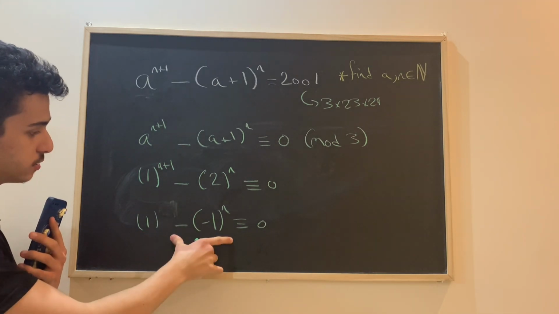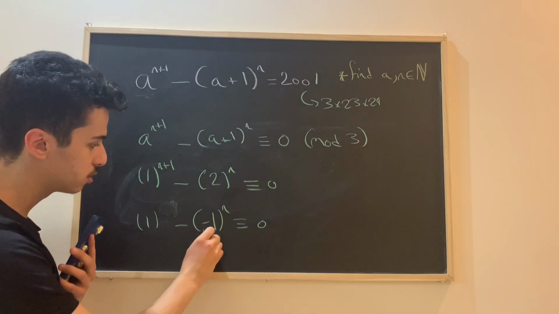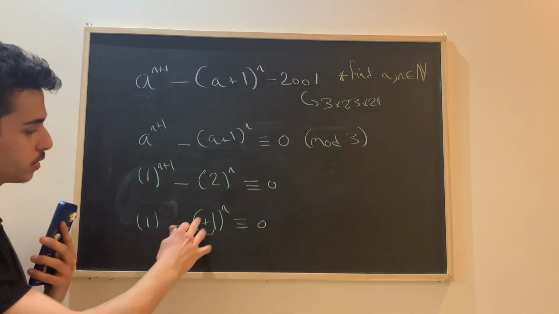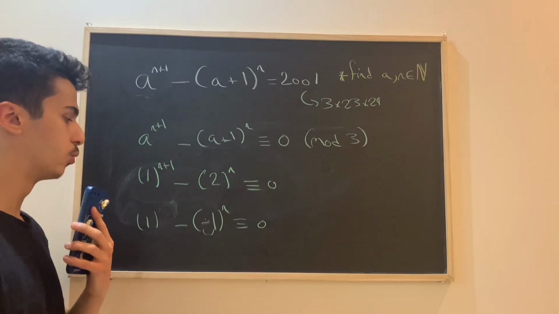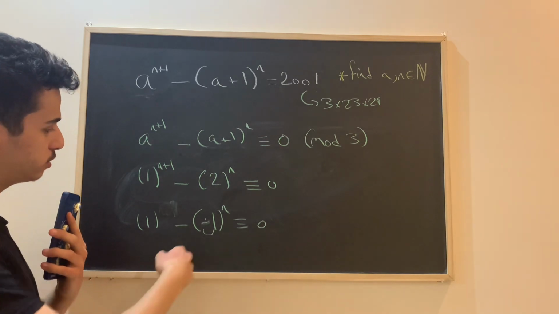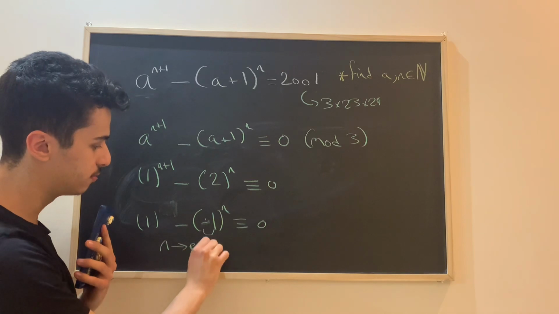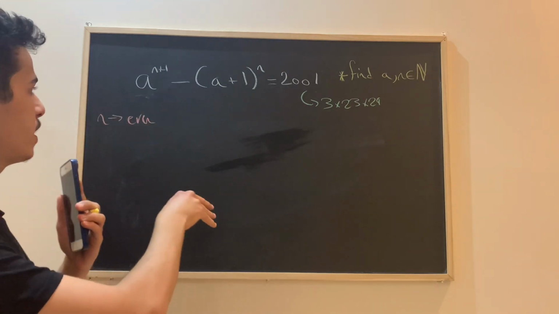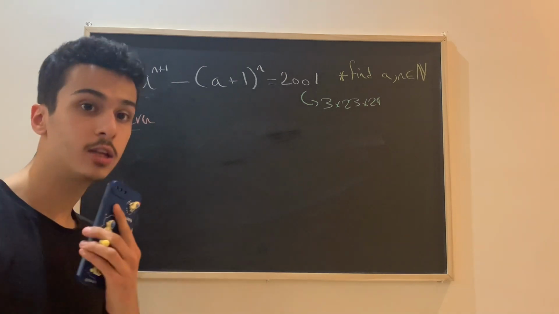And this is satisfied when it's 1 minus 1. So this has to be a positive 1. Negative 1 is positive when we have an even power, and negative when we have an odd power. So we have found a very important condition, that n must be even. So now we have our first piece of information, and that's n is even, and that will be helpful later on.